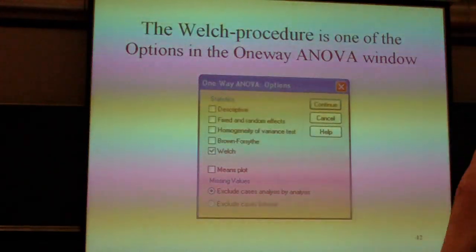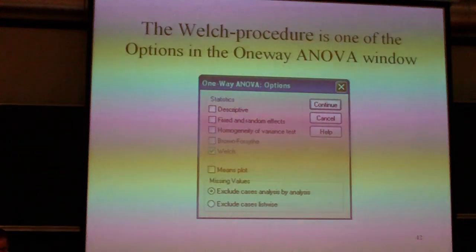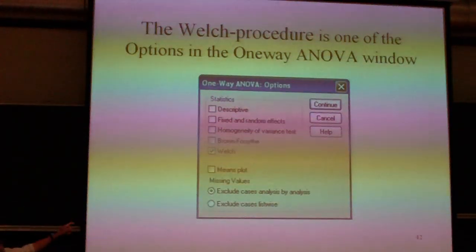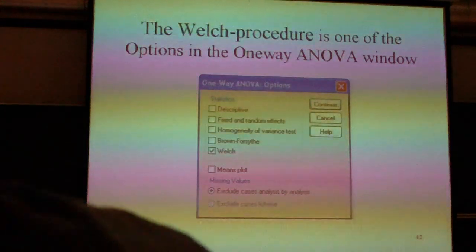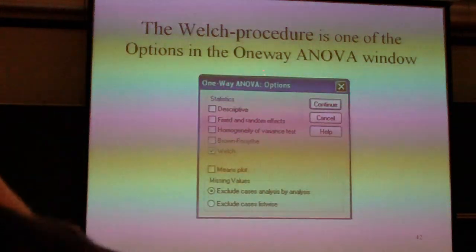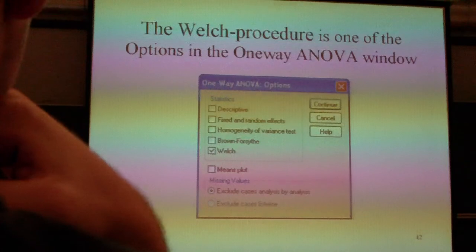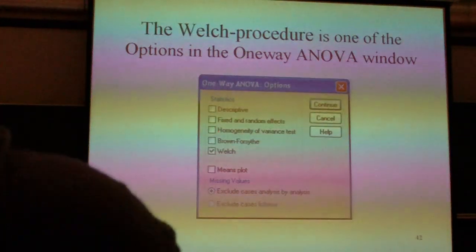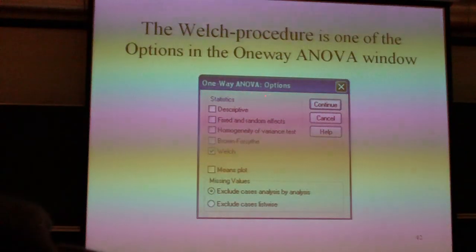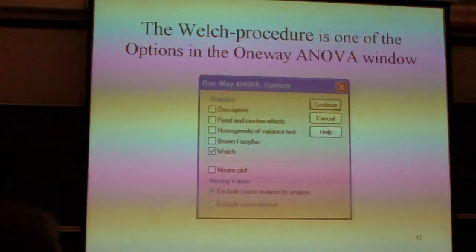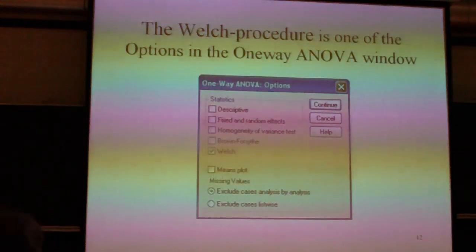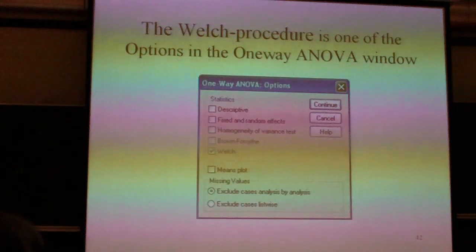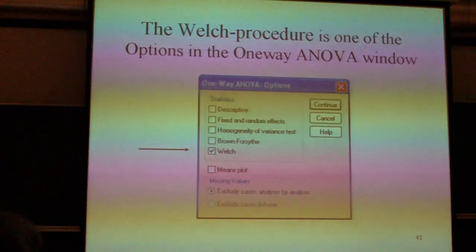Now, the Welch procedure can be ordered in SPSS simply by clicking on Welch, as you see over there. Here we have the one-way ANOVA procedure within SPSS. We will be practicing that coming Wednesday. And as you can see, if you click on options, one of the options you have is to order a Welch test, which is the robust alternative to the ANOVA test.